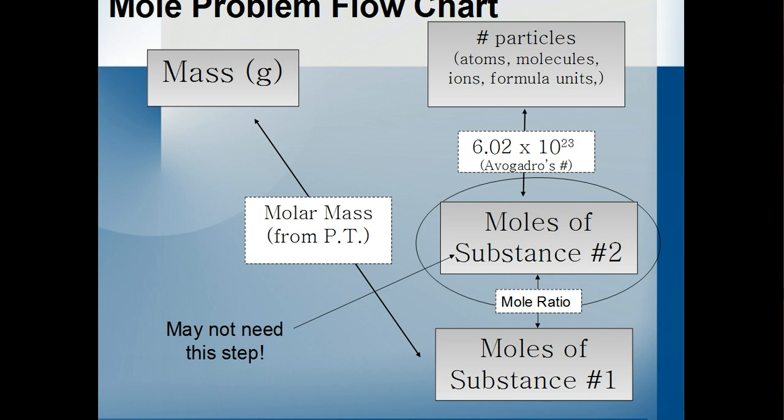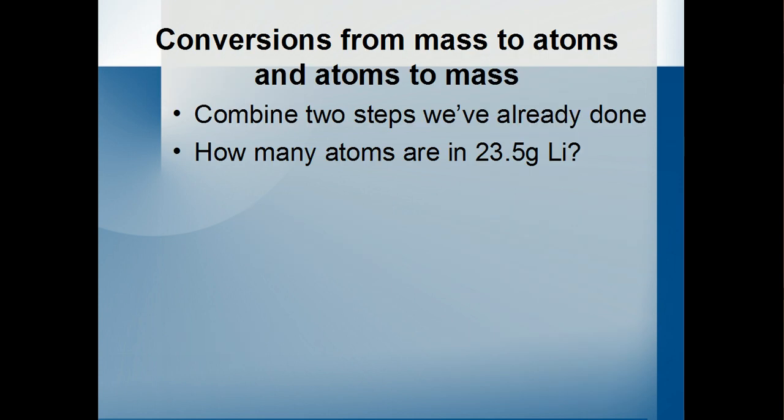So you could have a mass problem. You would use molar mass to get to the moles of substance 1. If you were using particles, so atoms, molecules, ions, formula units, anything like that, you would use Avogadro's number, 6.02 times 10 to the 23rd, to get to your moles. The thing we're going to learn today is a mole ratio. Okay, and so that's right here in your little flowchart. So conversions from mass to atoms, and then atoms to mass. Basically, we're going to combine the 2 steps that we've already learned into a 2-step problem.